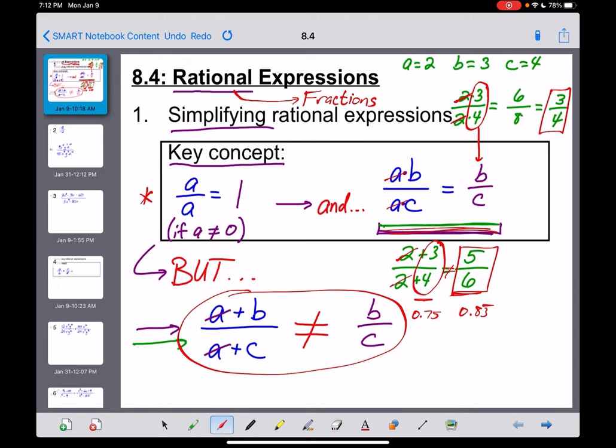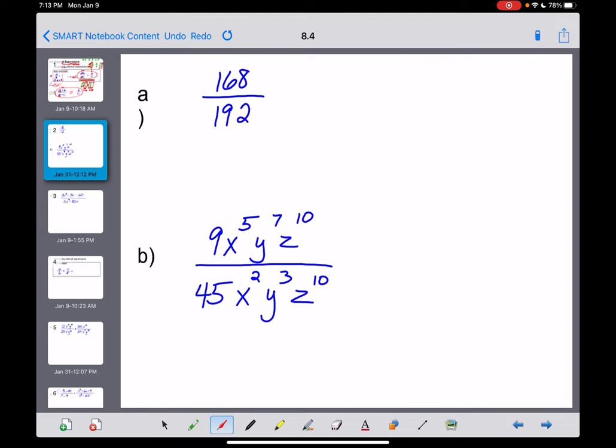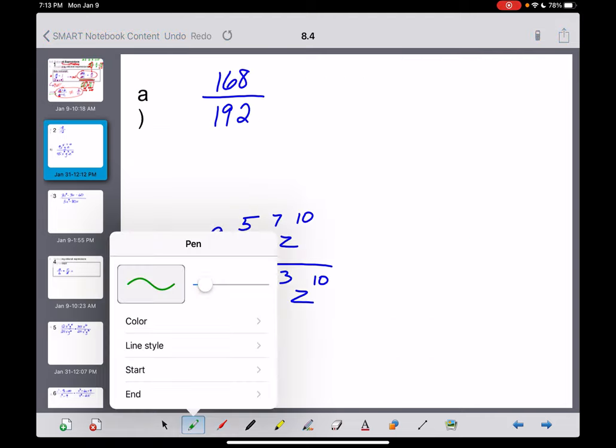So the difference right here, guys, you can cancel out identical factors on the top and the bottom. Factors because they're being multiplied. But here, the A's are being added. Those are terms, and you cannot ever cancel out terms, things that are being added. Okay, so with that in mind, let's knock out two examples right here and see what we got.